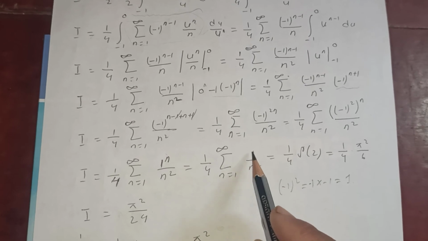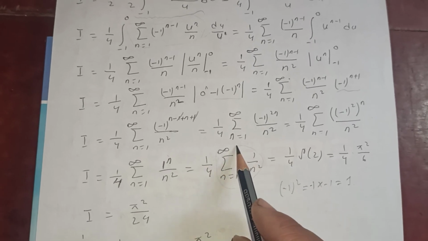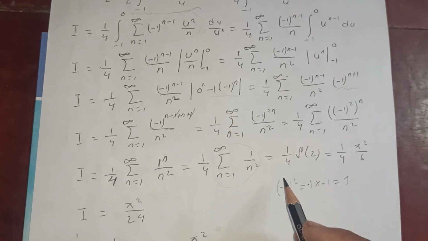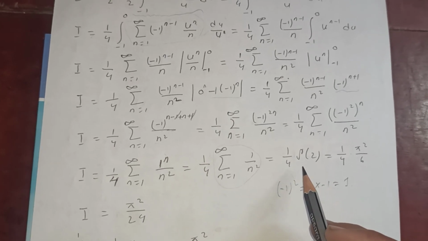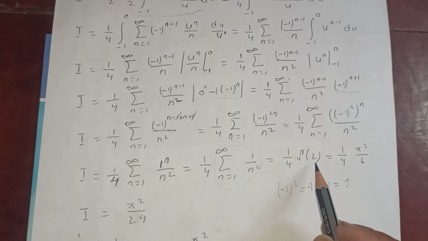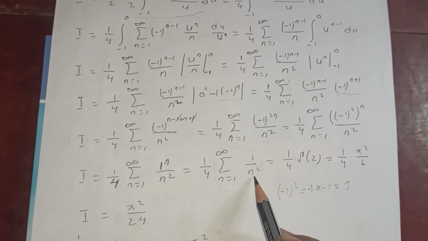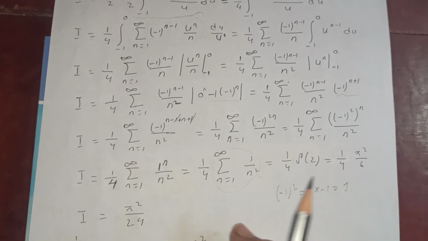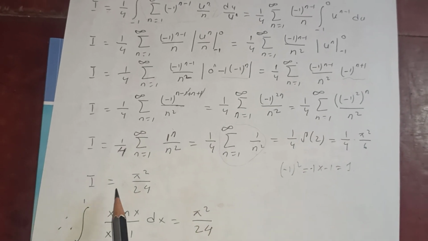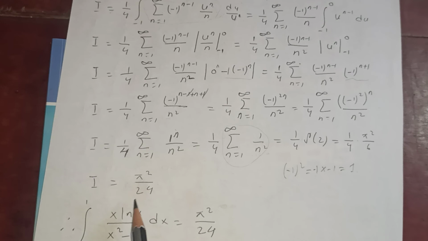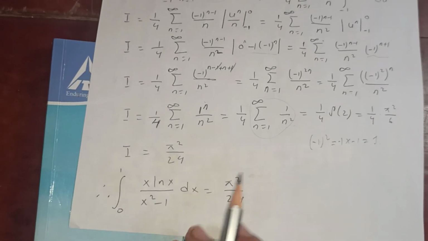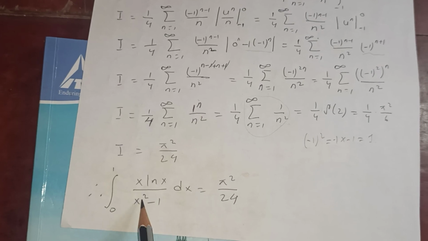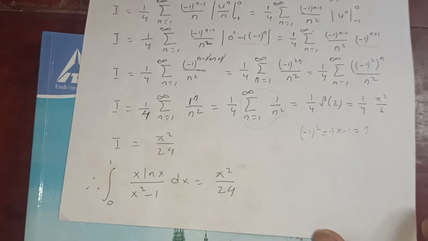This is a well-known identity, called the Basel problem, which is 1 by 4 zeta of 2. Because of Euler we have zeta of 2 equals pi squared over 6, so 1 by 4 times pi squared over 6. Combining, I equals pi squared over 24. Therefore our integral from 0 to 1 of x log x upon x squared minus 1 dx is pi squared over 24.